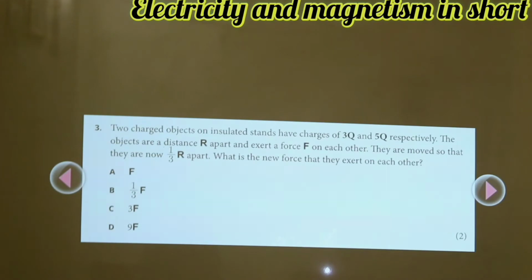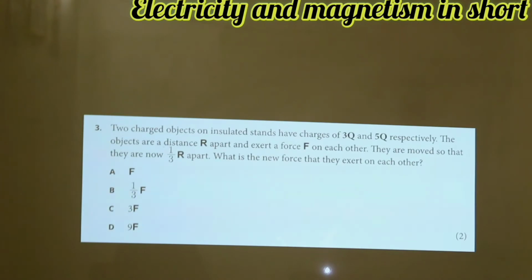Two charged objects on insulating stands have charges of 3q and 5q respectively. The objects are distance r apart and exert a force F on each other. They are moved so that they are now 1/3 r apart. What is the new force that they exert on each other? Options are A: F, B: 1/3 F, C: 3F, and D: 9F.